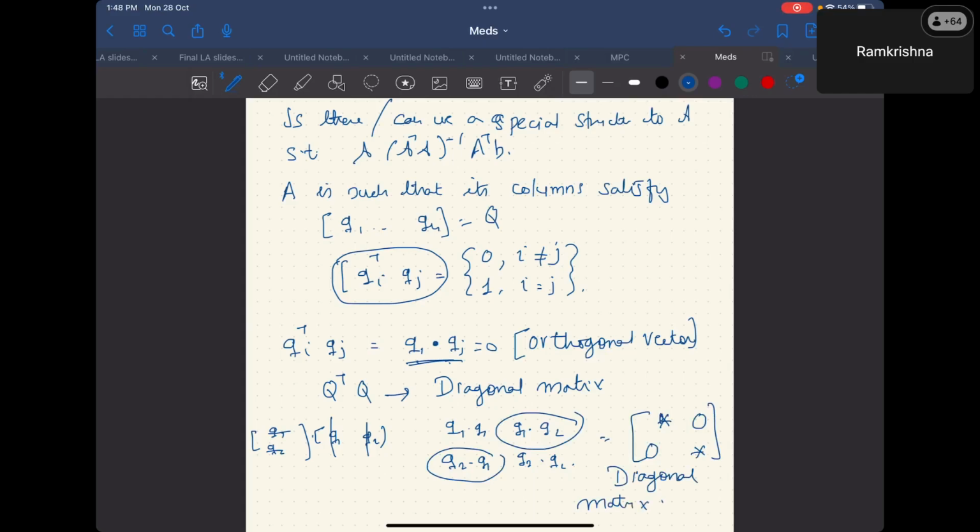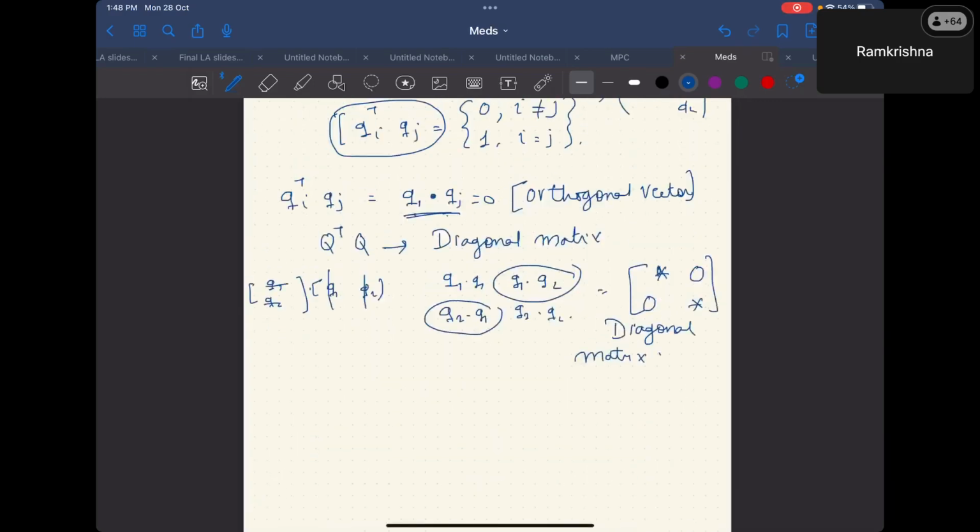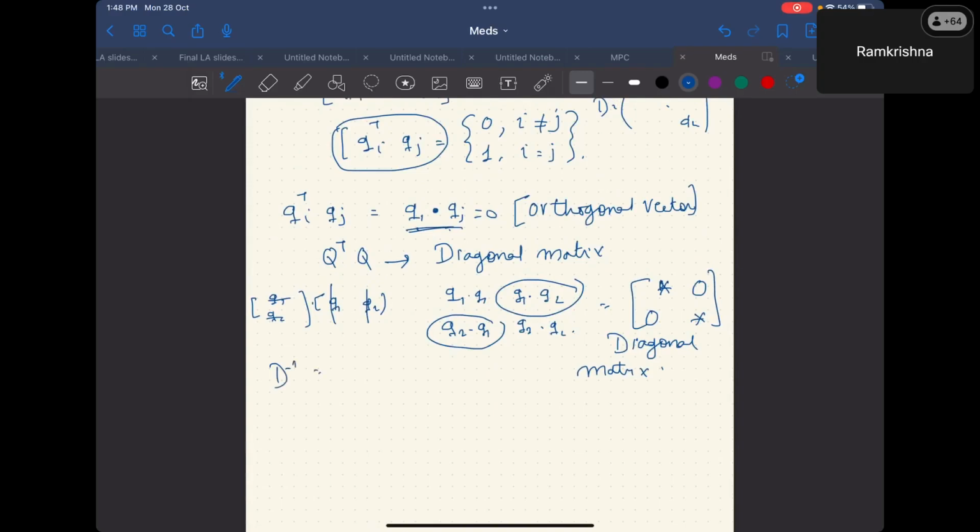Okay, something I have achieved here, but that's not good enough, because even though computing the inverse of a diagonal matrix is simpler, suppose I have d1 till dn as D, then D inverse will simply be 1 over d1 till 1 over dn. Okay, so this is nice, but still doesn't solve my purpose too much. So let me do something else.